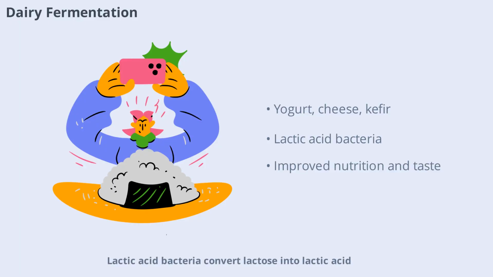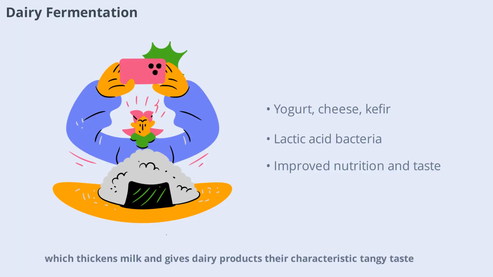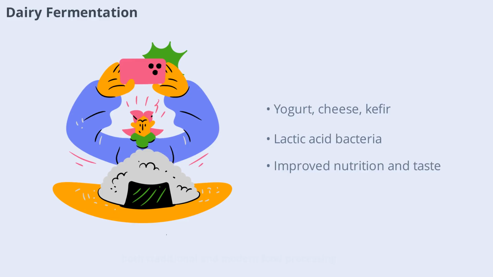Lactic acid bacteria convert lactose into lactic acid, which thickens milk and gives dairy products their characteristic tangy taste. The process also improves digestibility and can enhance the nutritional profile by increasing vitamins and probiotics. Dairy fermentation is a cornerstone of both traditional and modern food processing.